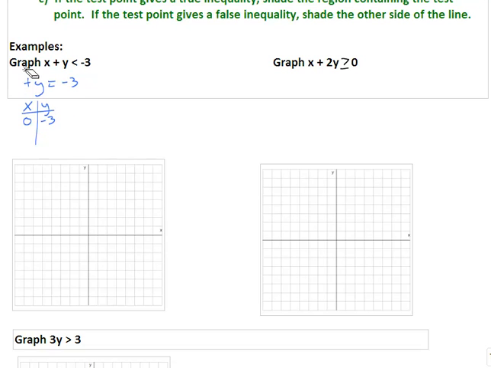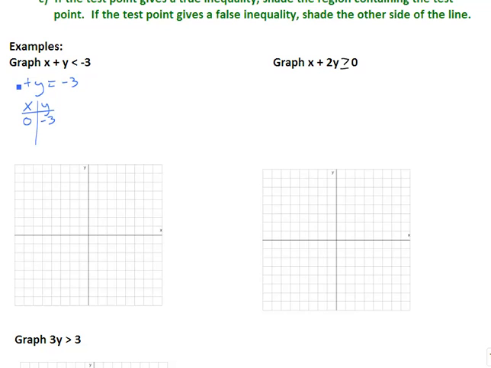Now if I substitute in 0 for y, then that term disappears, and we're left with -3 for x. So very easy to find the intercepts, just plugging in 0 for x and for y. Now we're going to plot these 2 points. So (0, -3) is down here on the y-axis. (-3, 0) is over on the x-axis.